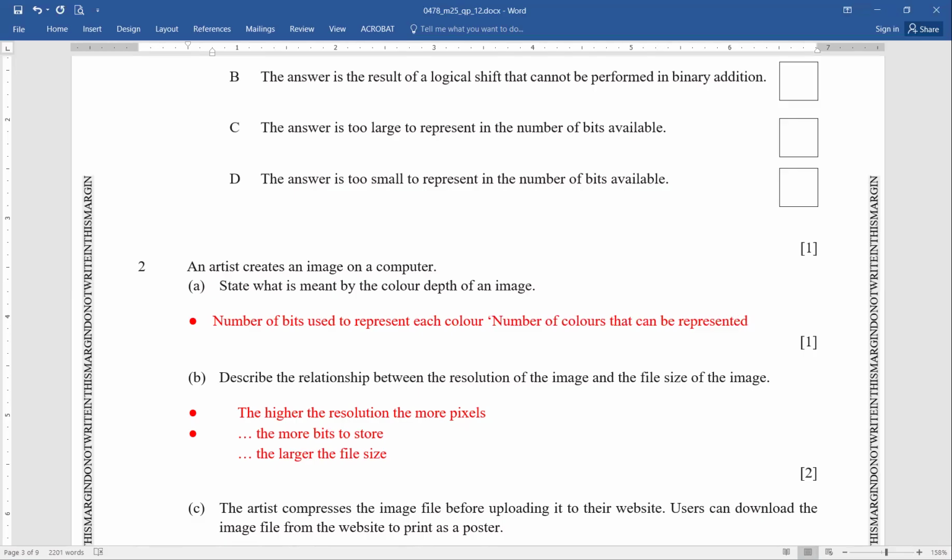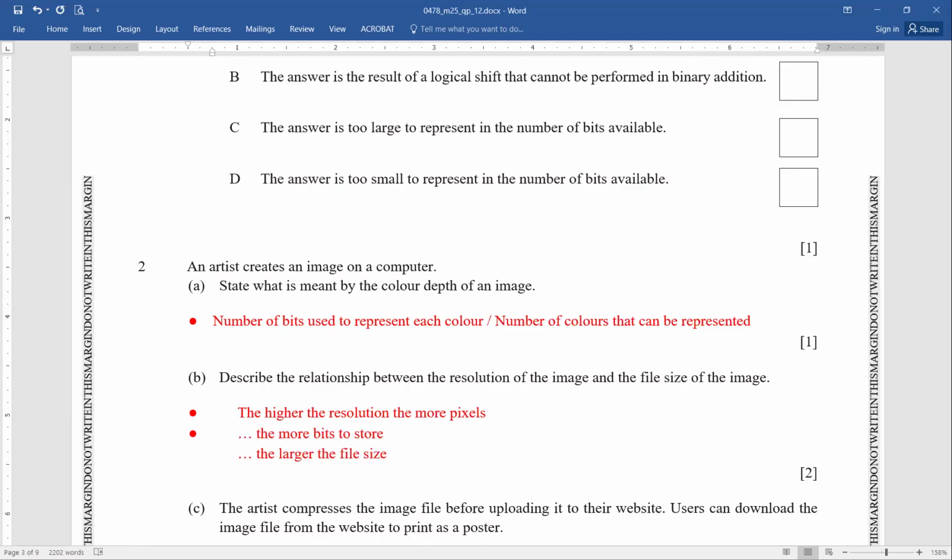See, a student can write number of bits used to represent each color or number of colors that can be represented. These both are the right answers for the definition of the color depth. Okay. Any questions, any ambiguity? This is what you need to know. You need to write accurately and you'll be able to score.